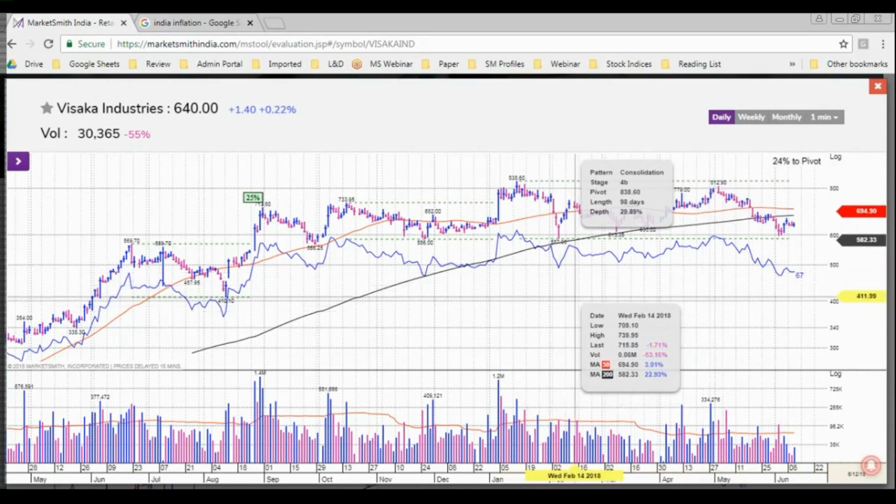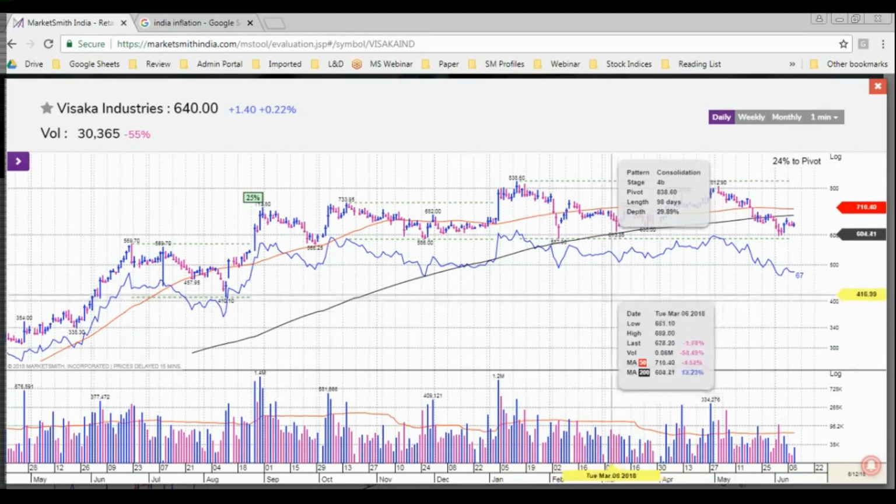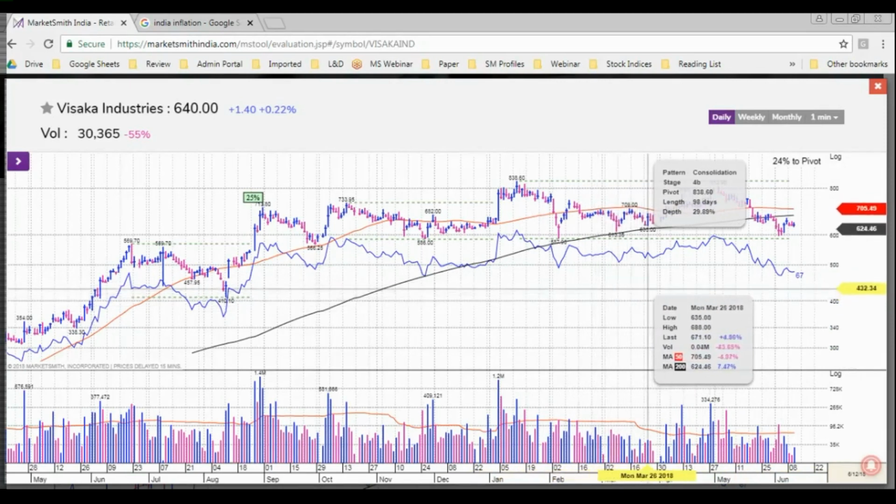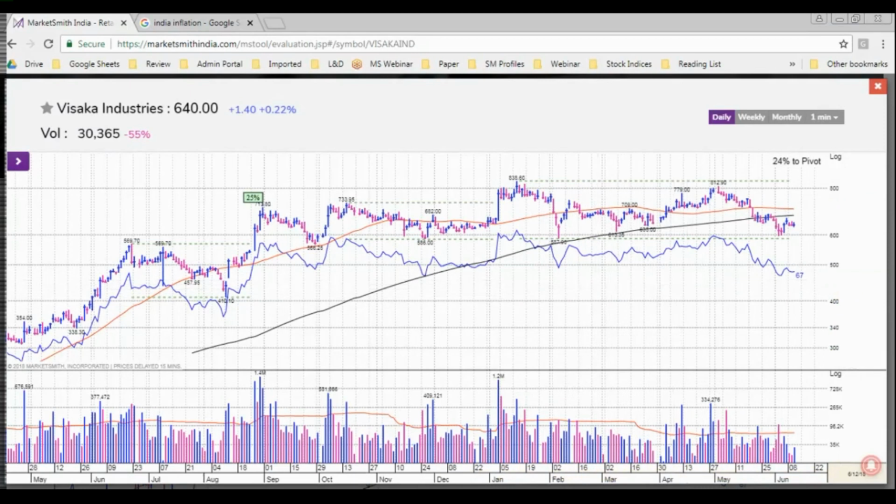But again, you can see how the concept of overhead supply is playing out over here. As the stock tries to go up, it faces resistance from all those investors who bought at previous levels, and it faces a huge task of coming over that resistance. Now it is below its 50-day and 200-day line. I wouldn't suggest getting into it right now. Wait for the consolidation to play out.